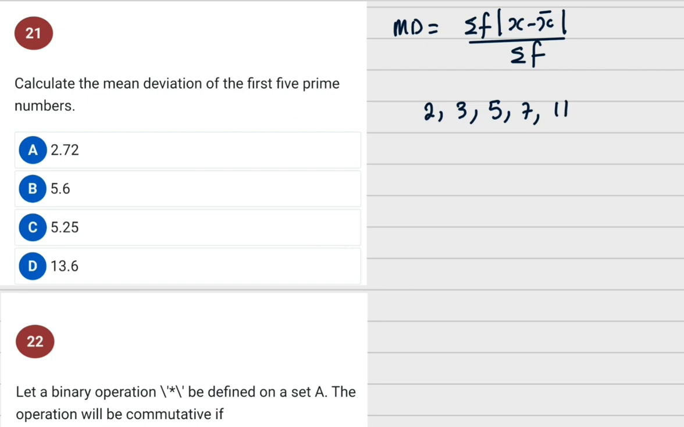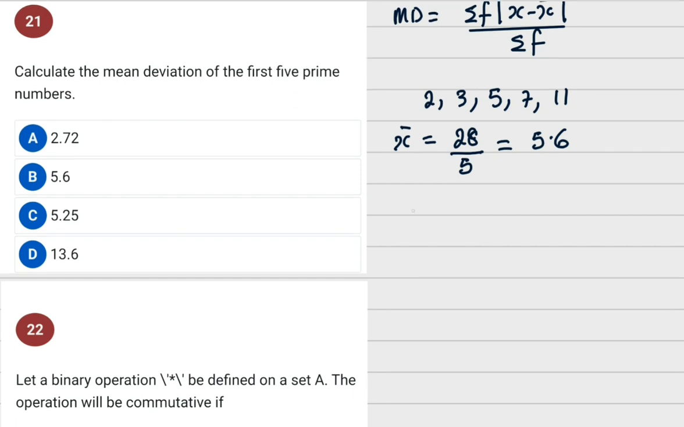Now, once we have this, to find the mean is going to be the addition of all of them. Remember, I think it should be 28 because this is 5, 10, 17, then 28. And they are 5. So it means that the mean is going to be 28 over 5, and 28 over 5 will be 5.6.